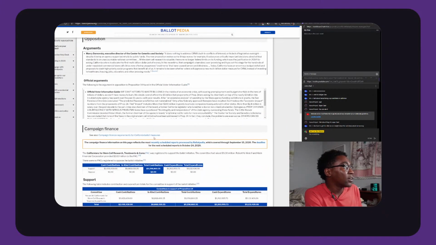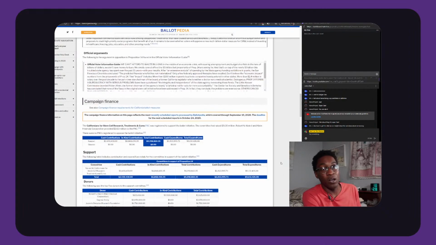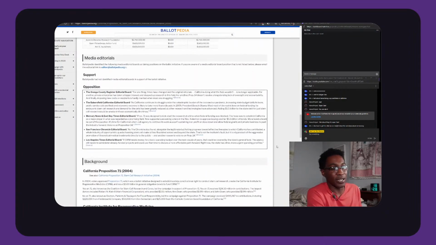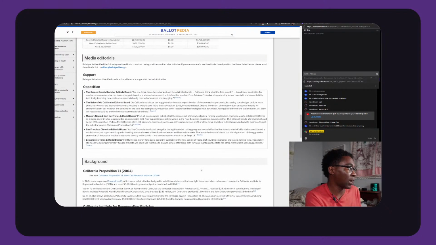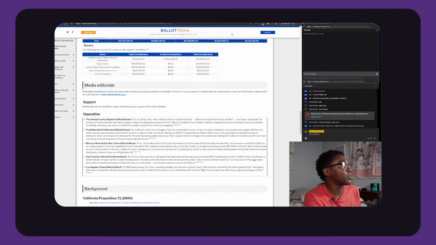But for this one, not really much money has been spent in the opposition. That doesn't mean that the opposition is necessarily wrong or that they're going to lose, although usually spending has a pretty decent say in how these initiatives run. But the people who are opposing it include the editorial boards of the LA Times, the San Francisco Chronicle, the Mercury News, East Bay Times, Bakersfield Californian, and the Orange County Register.